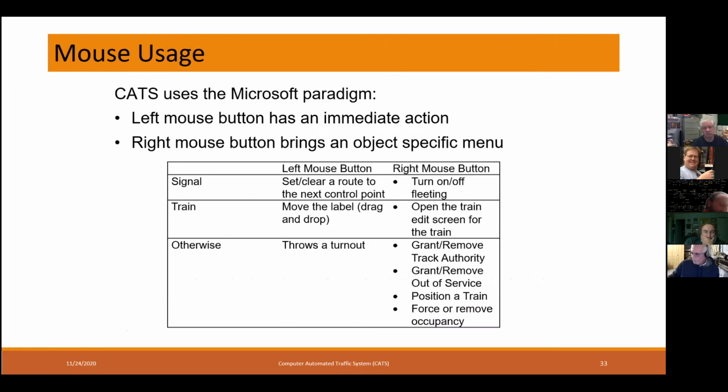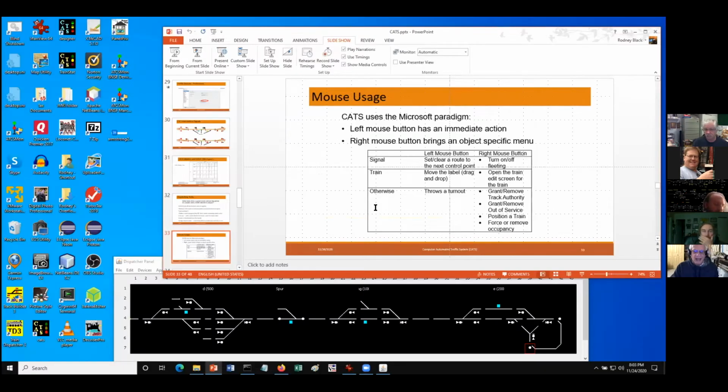Now I'm going to go back to this. This is basically the user manual for 90% of CATS. CATS uses a Microsoft paradigm. In other words, the left mouse button has immediate action and the right mouse button brings up an object-specific menu. And we'll look at these in a minute. So let me go back, minimize that.